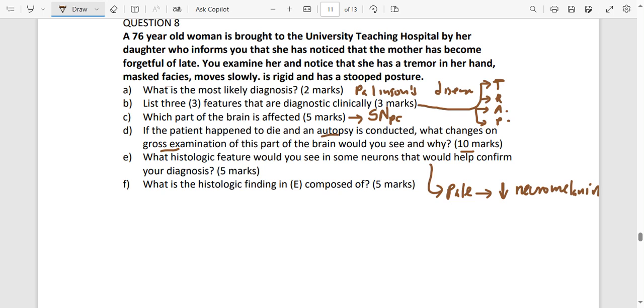What histologic feature would you see in some neurons that would help confirm your diagnosis? Anyone? The histological feature? Thank you. The Lewy bodies. Just saying Lewy bodies, 5 marks. What is the histologic finding composed of? So what are Lewy bodies composed of? Anyone?